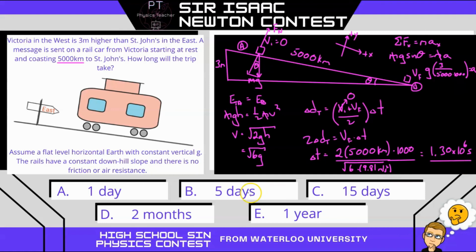And once you have time, obviously we don't have seconds here, so we just need to convert this. And when you convert it, you get about 15.04 days, or rounded to C, 15 days.